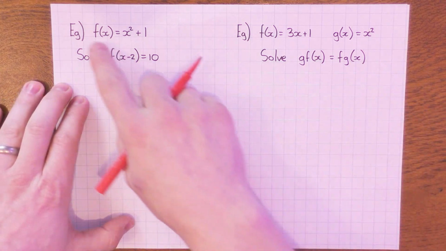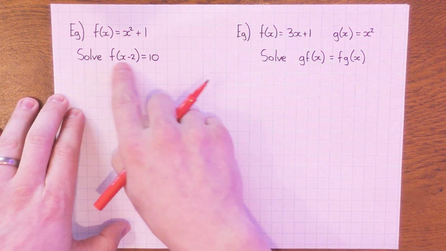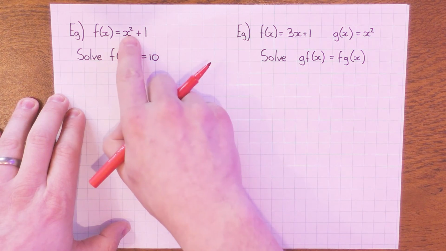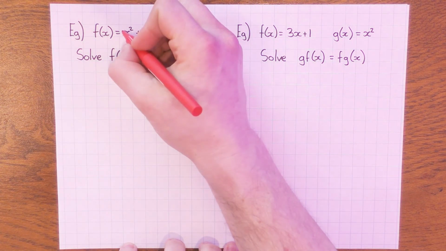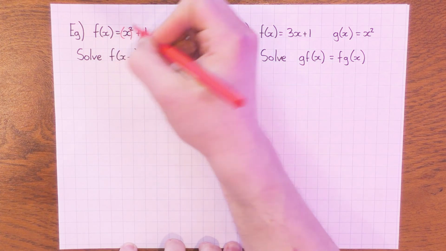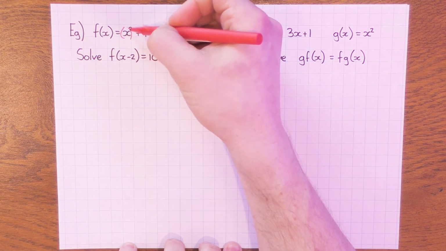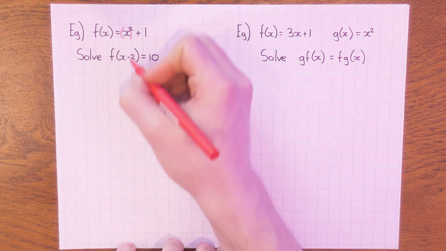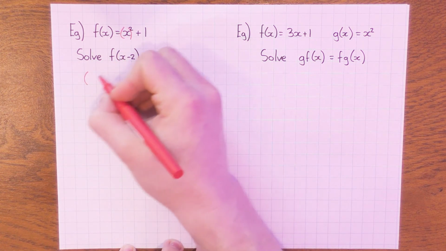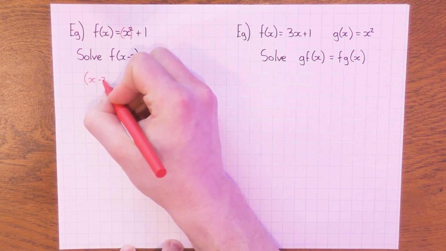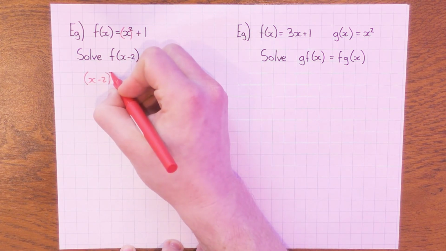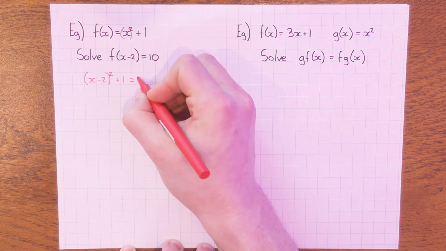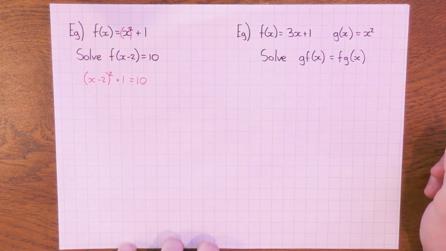Okay, so here we have our function again, and this time we have to solve this. We've actually got to substitute x minus 2 into our function. So again, I'm just going to stick brackets just around the x. I'm ignoring that squared and putting it just around the x, because I'm substituting this into there. So when I do that, inside the brackets I have x minus 2, then outside the brackets I have squared and the plus 1, and that equals 10. Okay, so this is what I need to solve.